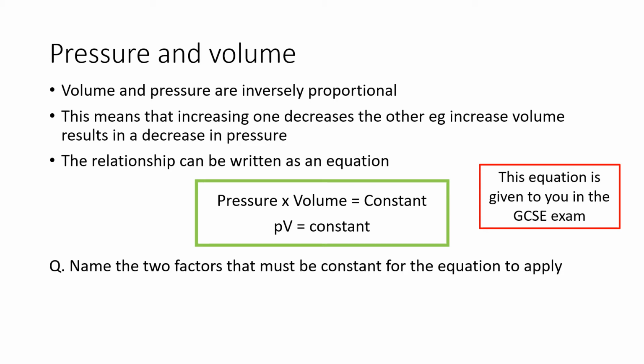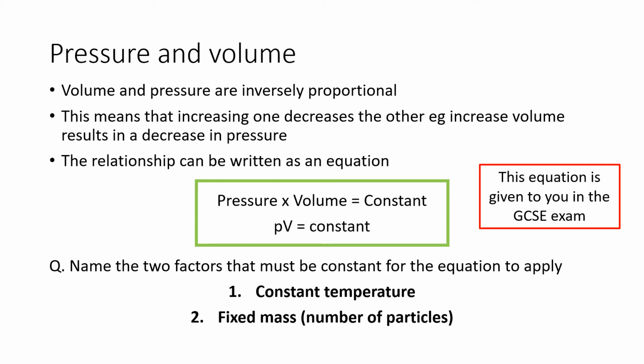What two other things can affect pressure and volume? Well, the two things you were looking for are, we have to have a constant temperature, so we're not increasing or decreasing the temperature in the system by adding or removing energy from the system. And we also have to have a fixed mass, so the number of particles in there has to be constant. Remember, in the AQA exam, the equation pressure times volume is constant is actually given to you, so you don't have to memorize it. But again, I always recommend that you do memorize these things to save you the time of having to look them up.